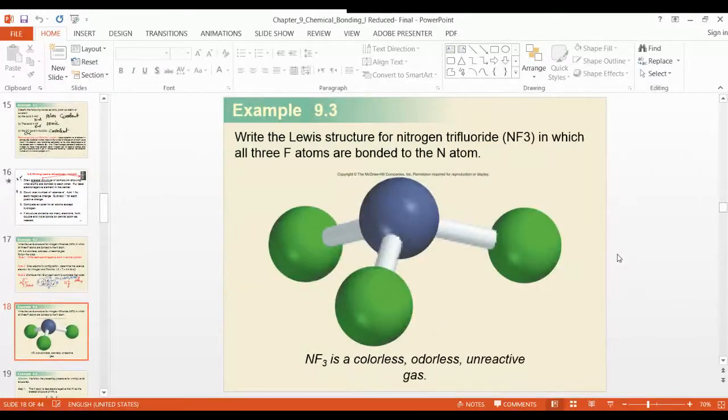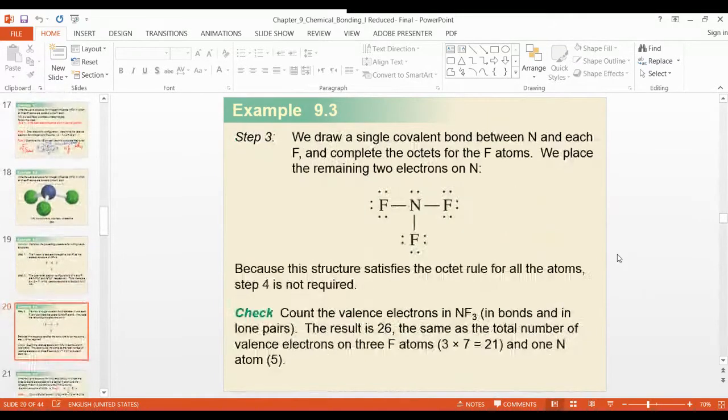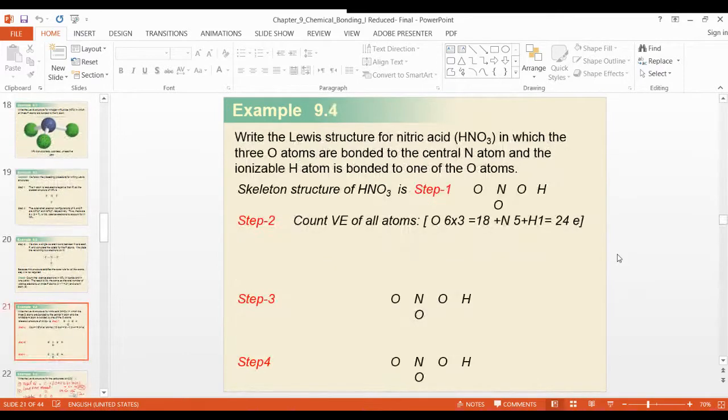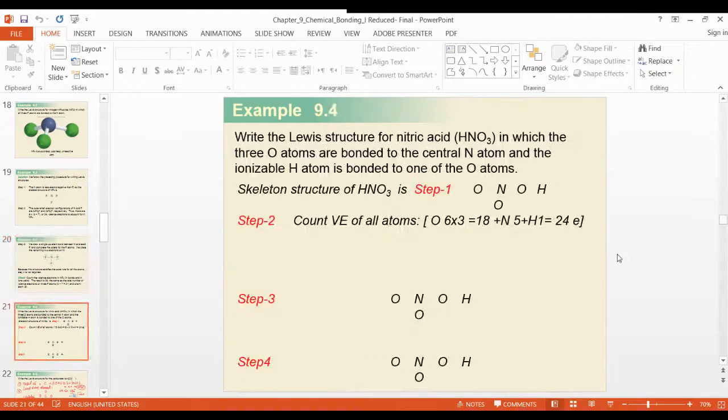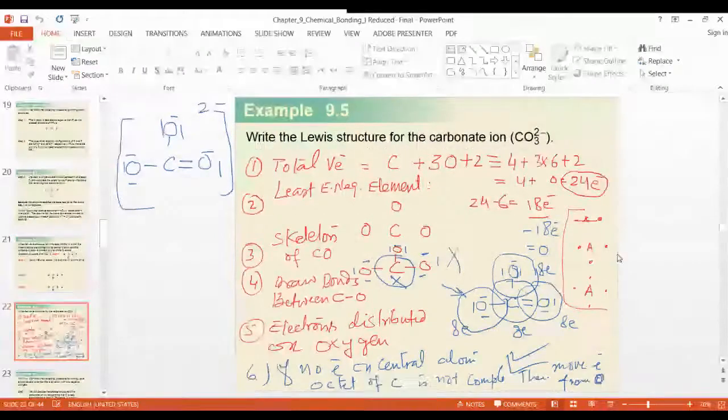See NF3. There are only single bonds around this NF3, all single bonds. And the lone pair of electrons on the nitrogen changes the geometry. Generally this is tetrahedral, but the geometry has been changed from tetrahedral to trigonal pyramidal, just like in ammonia. So this is all about how to make this.